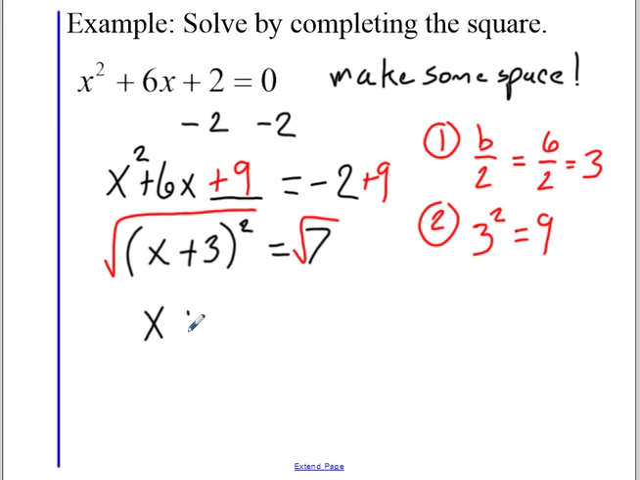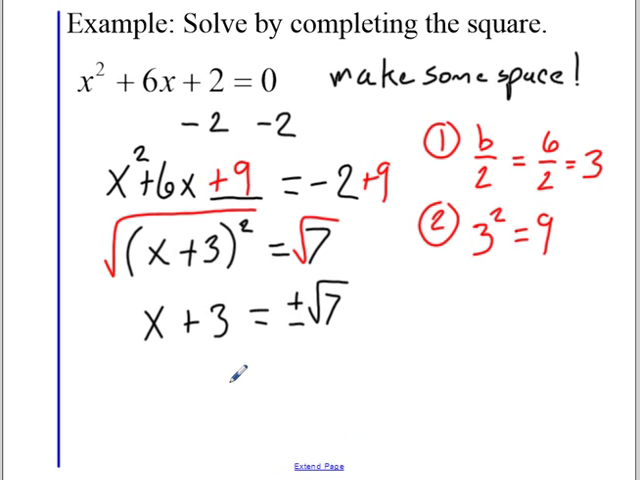I end up with x plus 3 equals, and here's the one thing you've got to be careful of, I don't actually really want to work this out. 7 is not a perfect square. There is a square root of 7, but I don't really want to write down some ridiculously long decimal number. So instead, I'm just going to put positive or negative square root 7. Just leave it as it is without having to work it out. This is called getting an exact answer rather than a rounded answer. You get a rounded answer by typing this into your calculator.